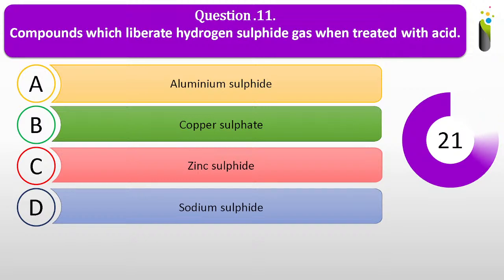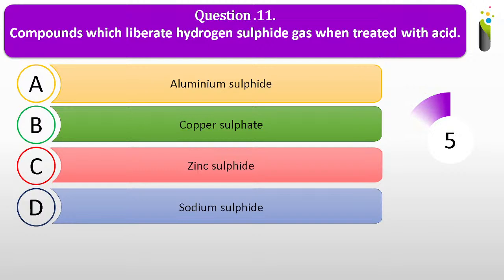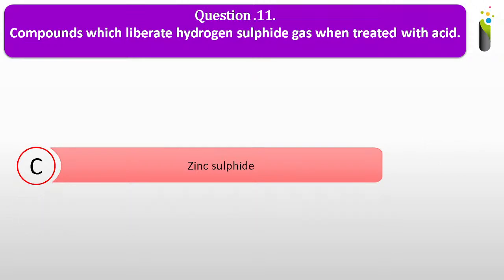Tell me the compounds which liberate hydrogen sulfide when treated with acid. The correct answer for this question is zinc sulfide. Okay, so zinc sulfide liberates hydrogen sulfide gas when treated with an acid. Going to the next question, number 12.